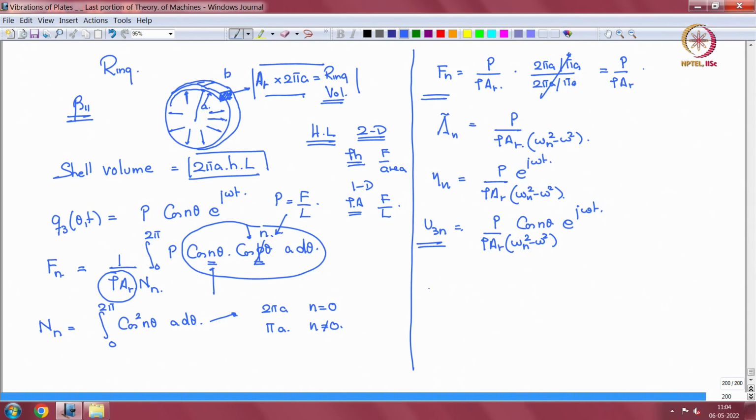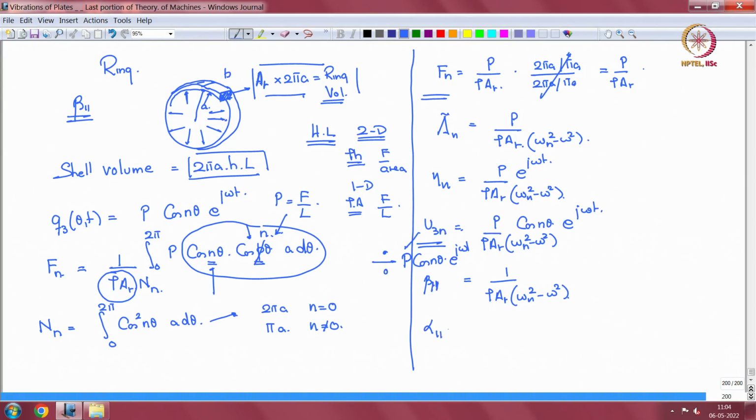Once we have the response, what is beta 1 1? This response divided by p cos n theta and e to the power j omega t. Okay. So, that leaves us with 1 over rho A r, omega n square minus omega square, that is beta 1 1. Okay. So, we have alpha 1 1 and beta 1 1.